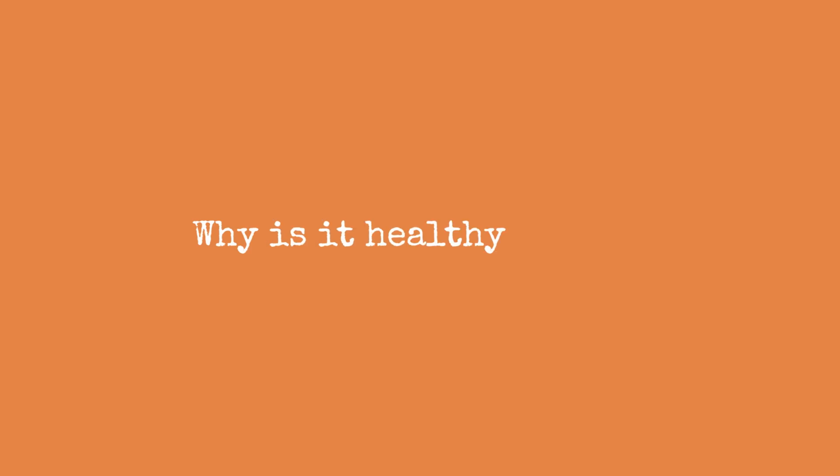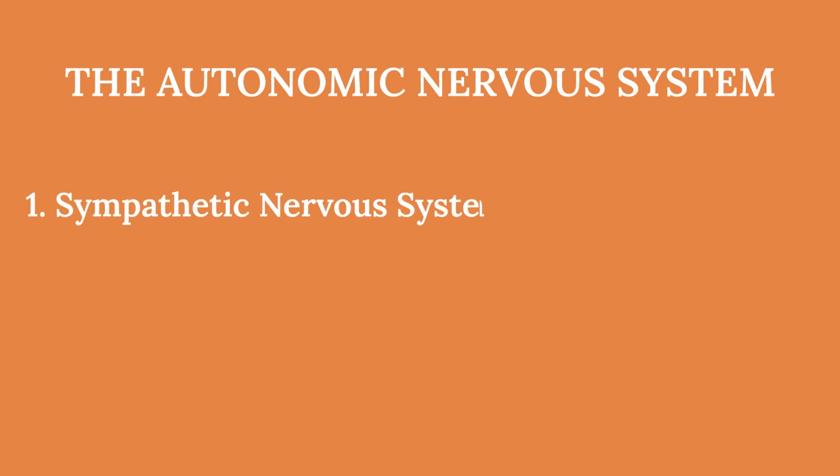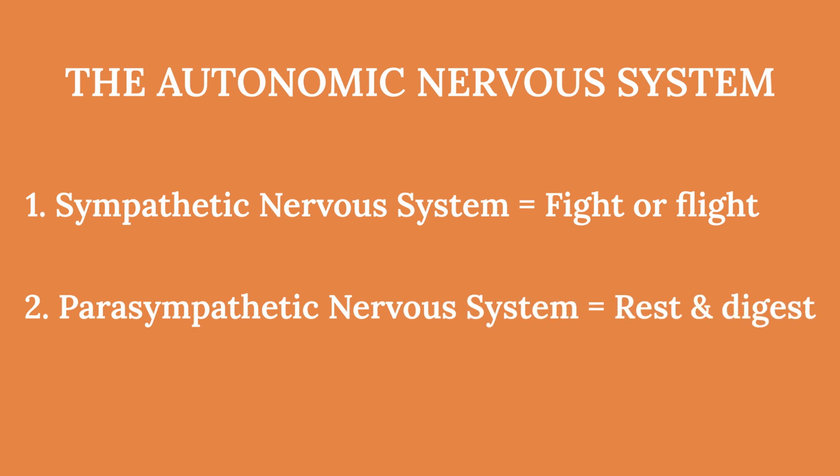So now we know what heart rate variability is. Why is it healthy to have heart rate variability? To answer this question, it's important to understand the mechanisms behind what causes the timing of a heartbeat. The autonomic nervous system regulates involuntary actions like heart rate, digestion and breathing. It's made up of 2 components, the sympathetic nervous system, which is the fight or flight system, and the parasympathetic nervous system, which is the rest and digest system.